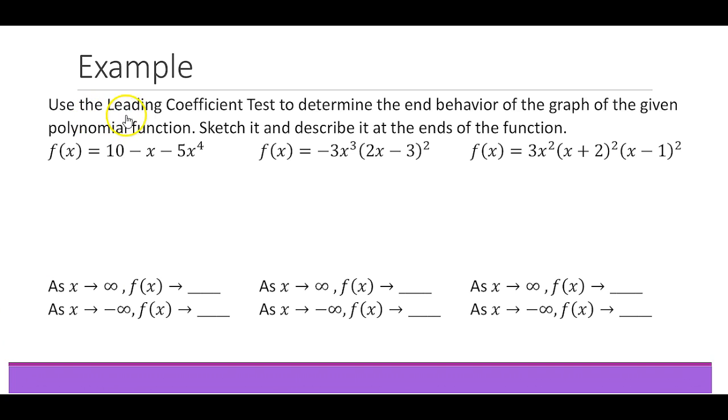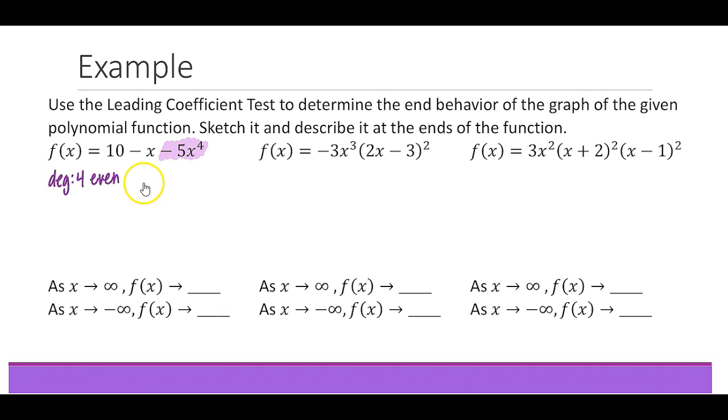In this example, we're going to use the leading coefficient test to determine the end behavior of the graph of the given polynomial function. Sketch it and describe it at the ends of the function. So here first we have f of x equals 10 minus x minus 5x to the fourth. So we'll start by identifying the leading term. The leading term tells us both the degree and the leading coefficient. So our degree is 4, which is even.